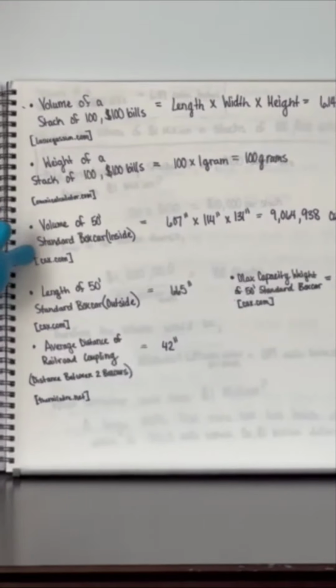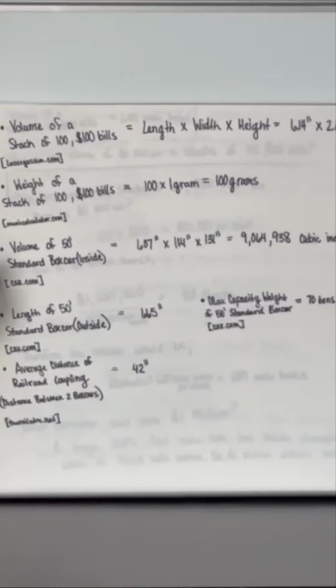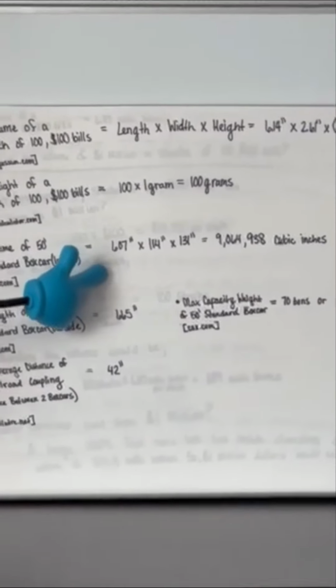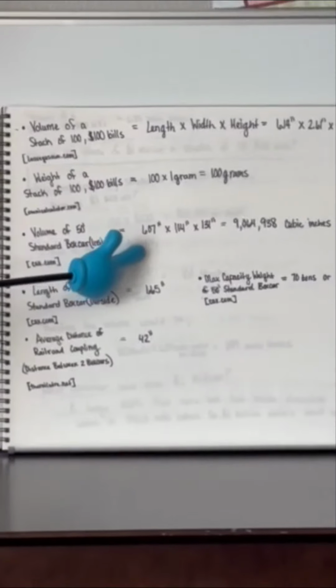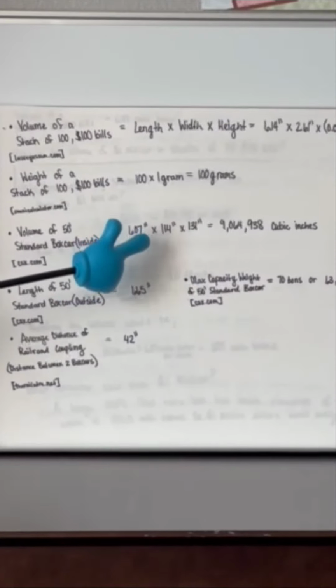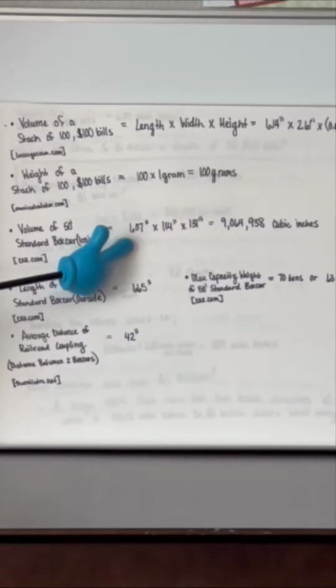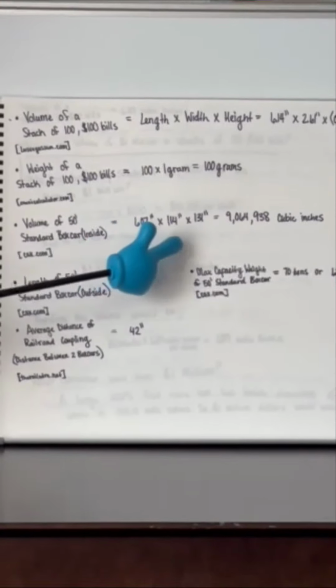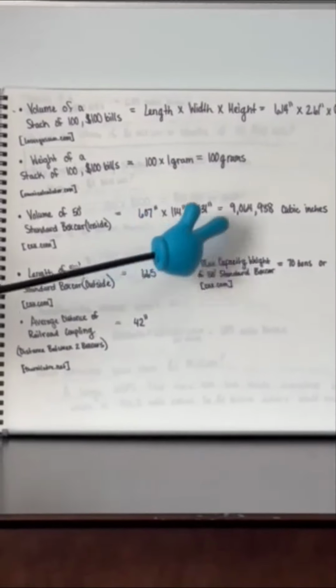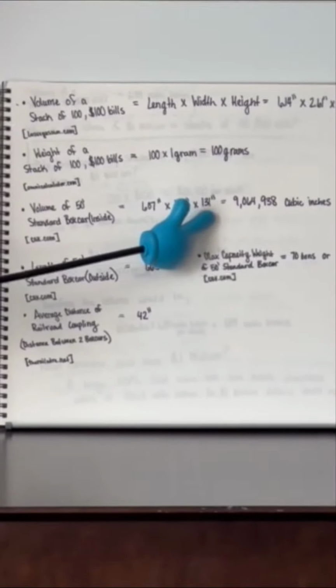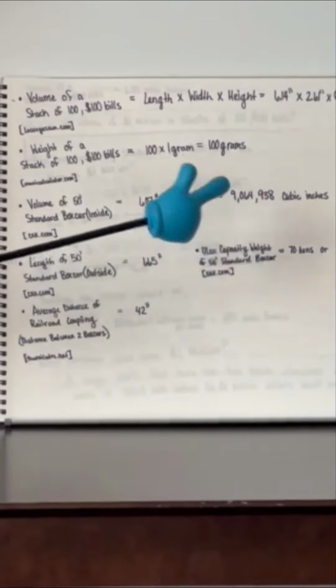Next, we have the volume of an average 50-foot standard boxcar, its inside dimensions, and this information comes from csx.com. Once again, to find the volume, we're going to take the length times the width times the height. The length of this boxcar is 607 inches, its width is 114 inches, and its height is 131 inches, making this a total of 9,064,938 cubic inches of volume.